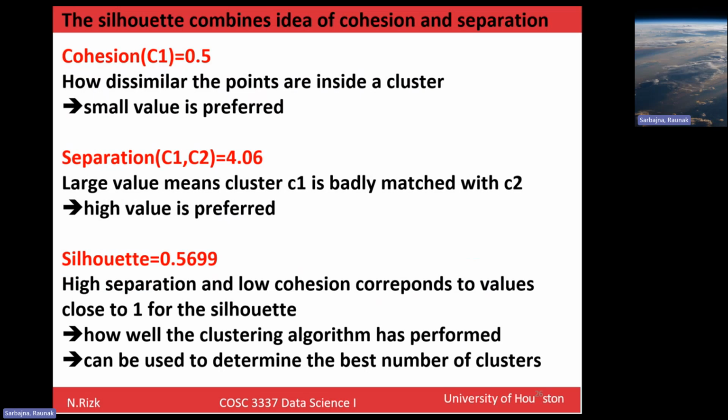For cohesion, you want small values because you're trying to minimize the intracluster distance, and for separation, you want very high values because you're trying to maximize the intercluster distance. And for silhouette scores, if you have very low cohesion and very high separation, then your silhouette scores are going to be pulled up. They're obviously going to be high. So this is how, in general, silhouette scores work.